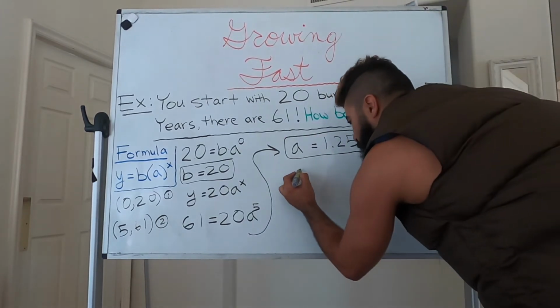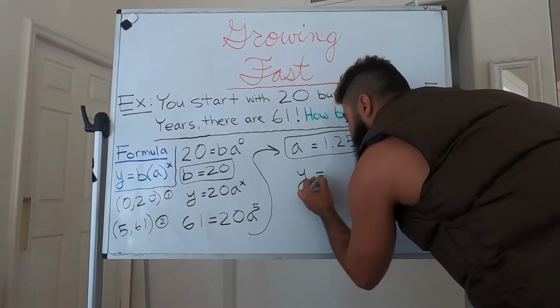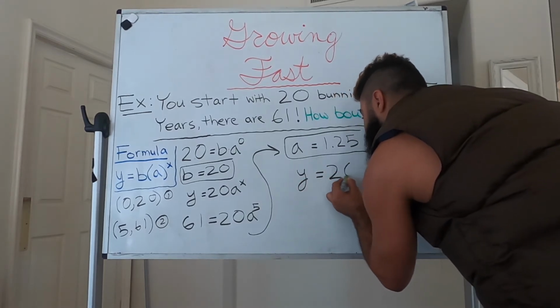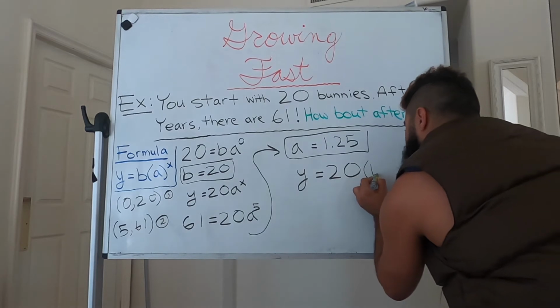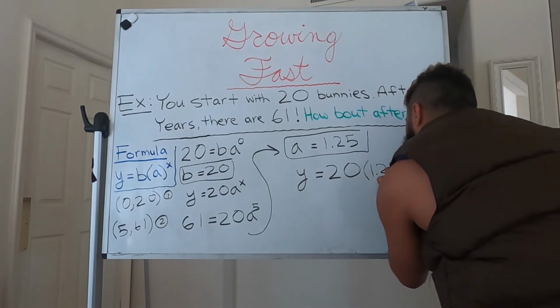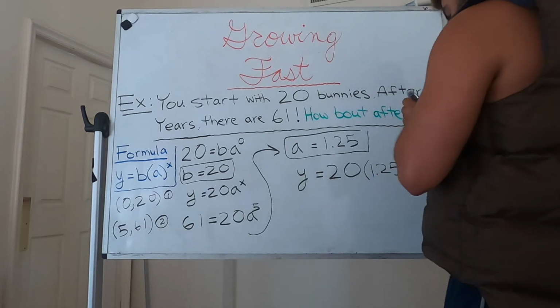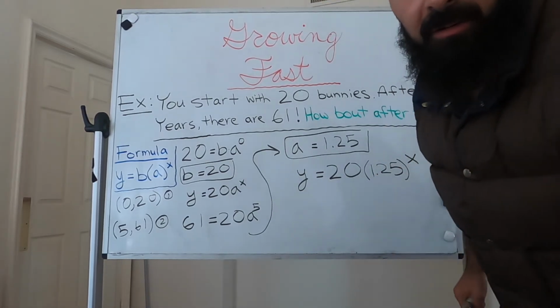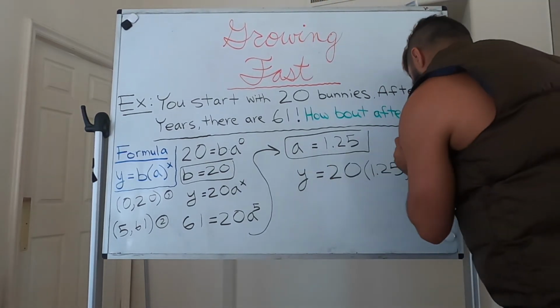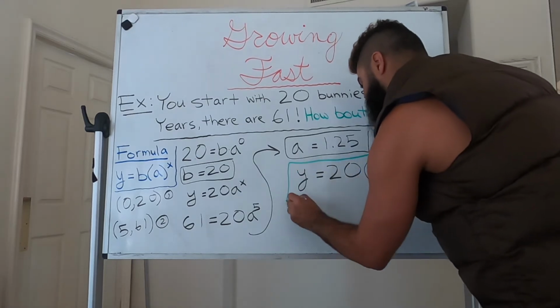So the final equation is going to look like this. y equals 20 times 1.25 raised to the x power is the actual equation for this given scenario that we have about the bunnies.